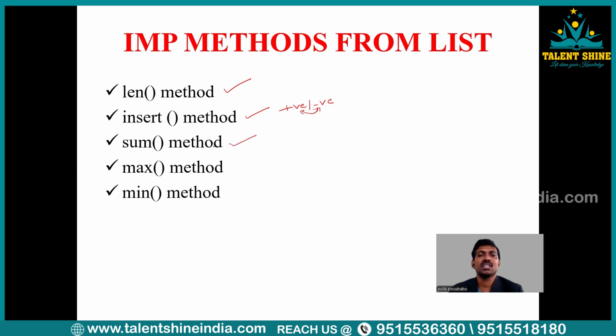The next method we discussed is the sum method. As I told you, it takes two arguments. One is the list object or object name, and the second one is start. Start is optional here, so the default start will be 0. And these two methods are very simple. Using the max method, we can find and return the maximum value present in the list object. Using the min method, we can identify the minimum value which is present in the list. I hope everybody is clear with these 5 methods.